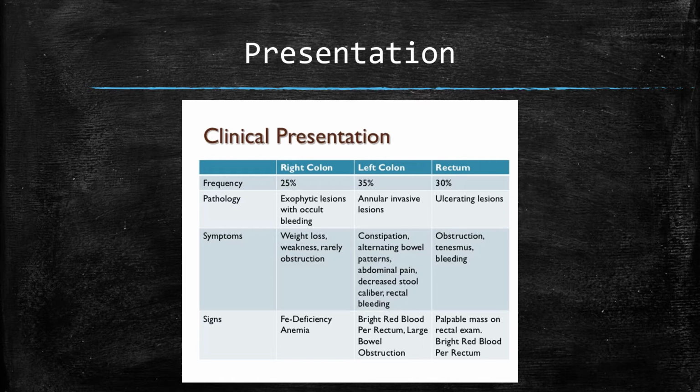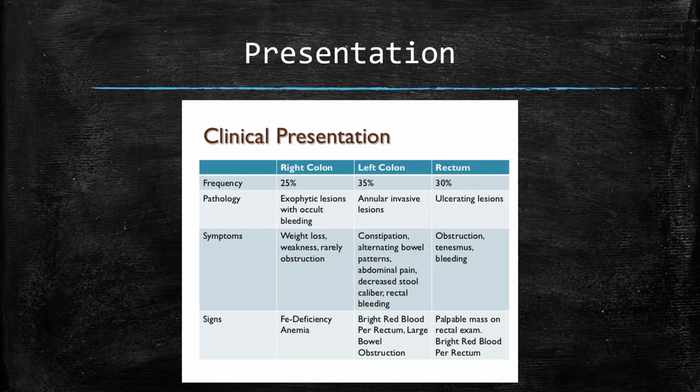Left-sided colon cancers tend to present in a more constrictive fashion, and so the common symptoms are constipation or change in stool caliber or change in bowel habits, and some of these patients may have bright red blood per rectum as well.